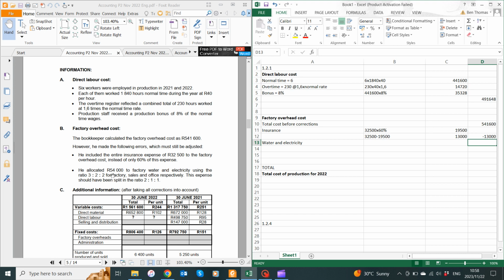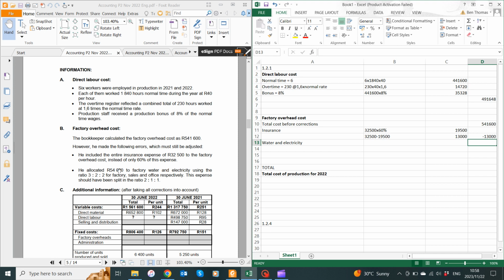The bookkeeper allocated 54,000 Rand to factory, water and electricity using the ratio 3:2:2 for factory, sales, and office respectively. This expense should have been split in the ratio 2:1:1. So guys, the 54,000 has been divided according to the ratio 3:2:2. Now, as you know, if they give you a ratio like this, we actually have to use a fraction because this will give us a denominator of 3 plus 2 plus 2, which is 7, and the numerator will be 3 or 2 or 2, based on which department we're working with.